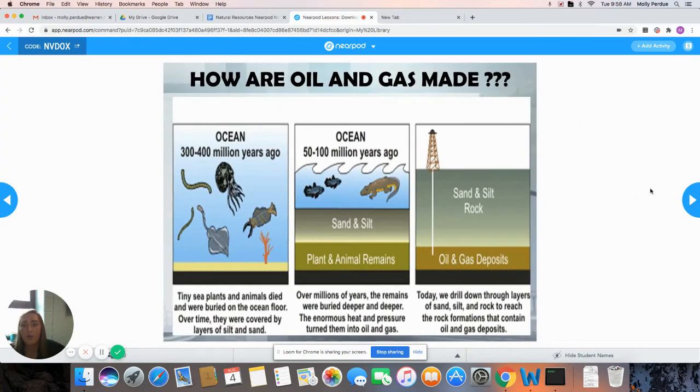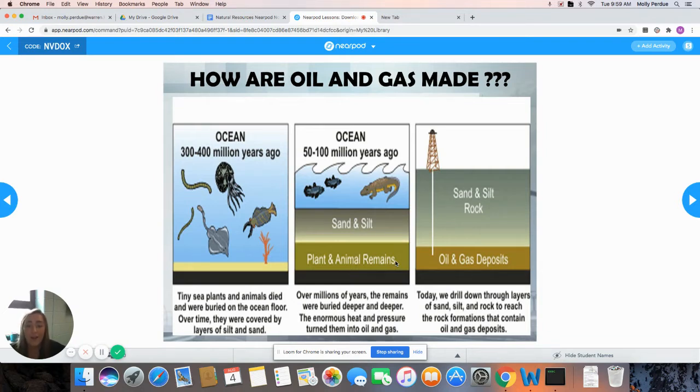Okay, now we're going to go through how oil and gas are made. Again, pretty similar setup. We had these tiny sea plants 300 to 400 million years ago in the ocean. They were buried under the ocean floor. Over time, they were covered by layers of silt and sand in the ocean. As we move forward, 50 to 100 million years ago, we have our ocean on top. Then we have a layer of sand and silt all covering this layer of plant and animal remains.